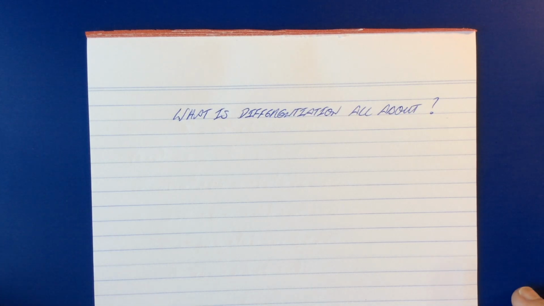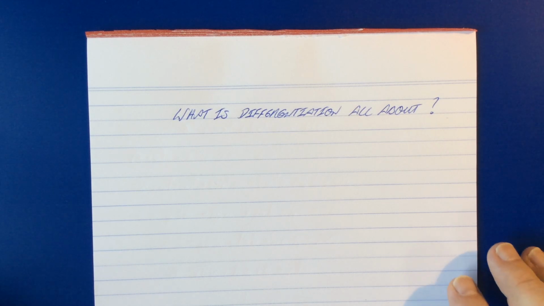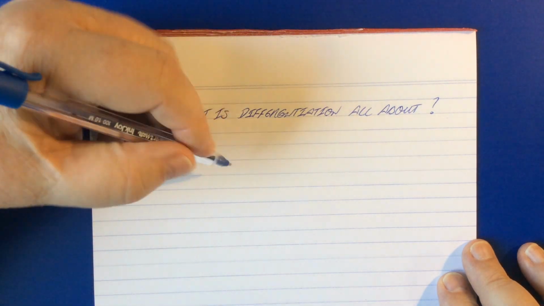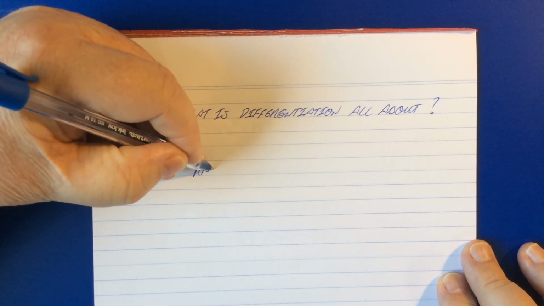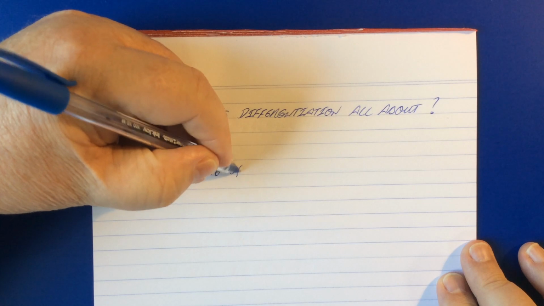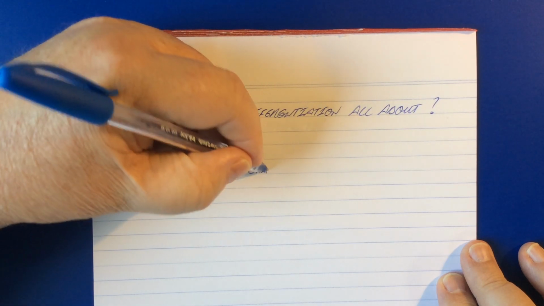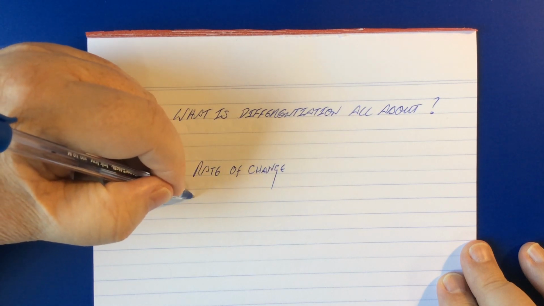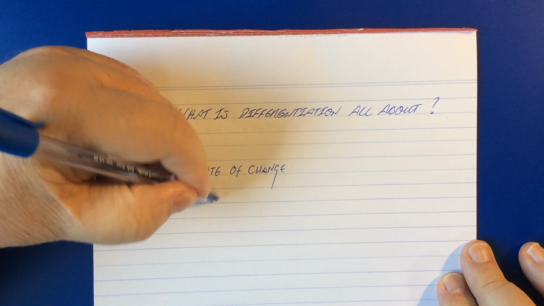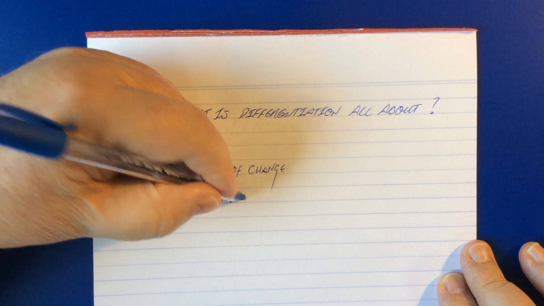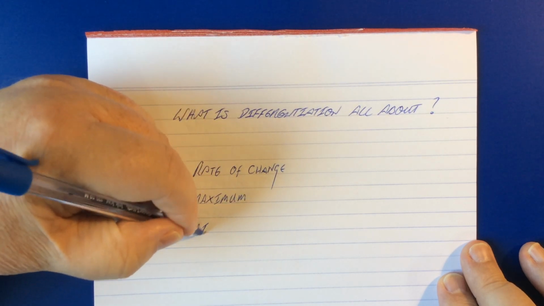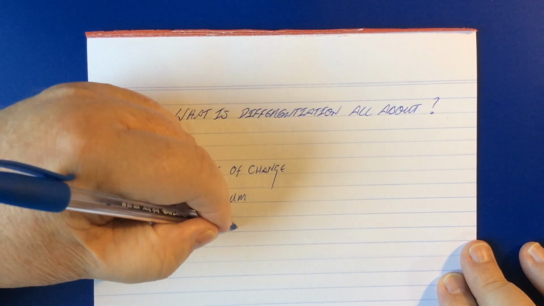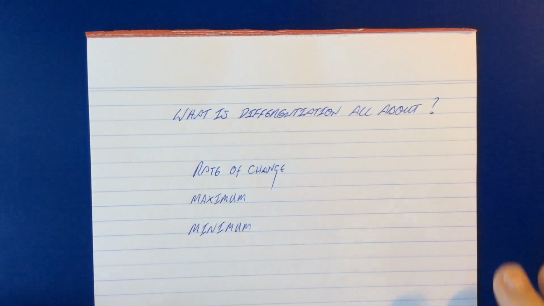What we're concentrating on today is why you do this, what you're going after, and what you're going after is a thing called a rate of change. That's one thing, or maybe a maximum, or a minimum. These are the main things that you're going after.